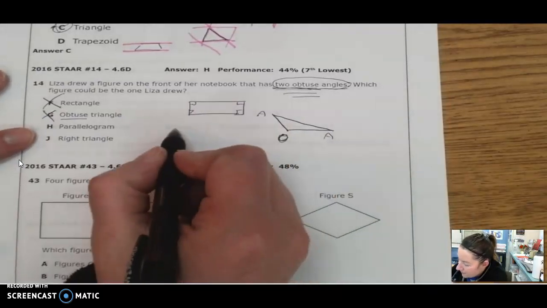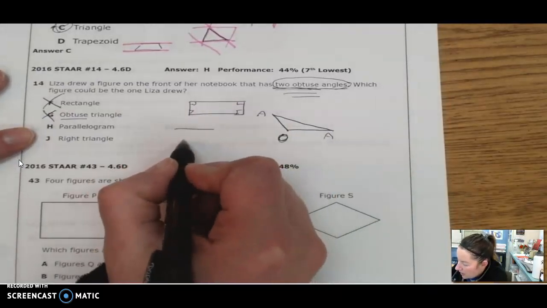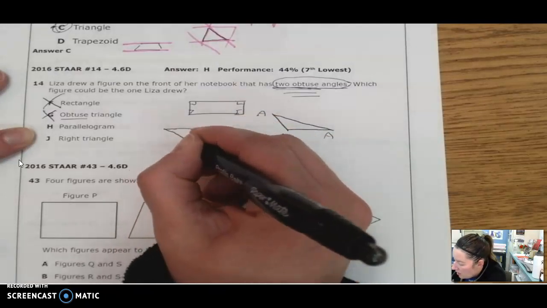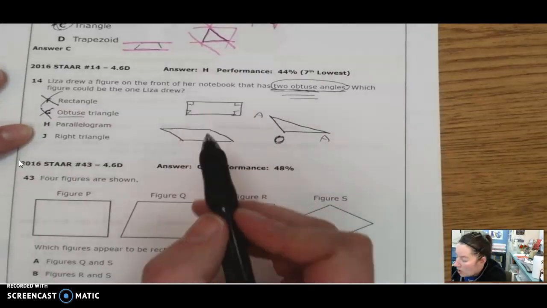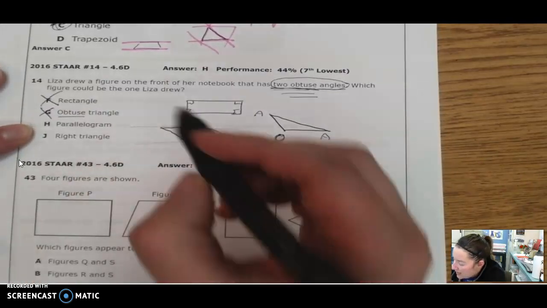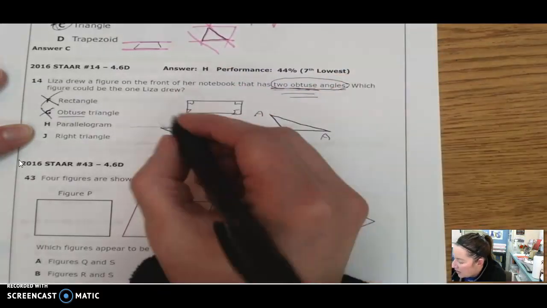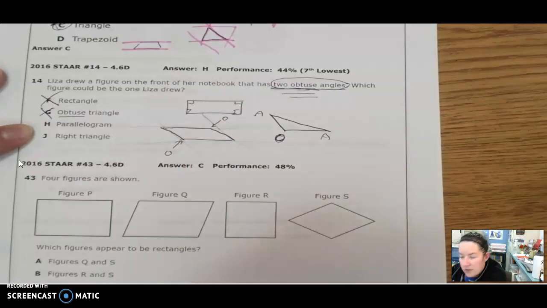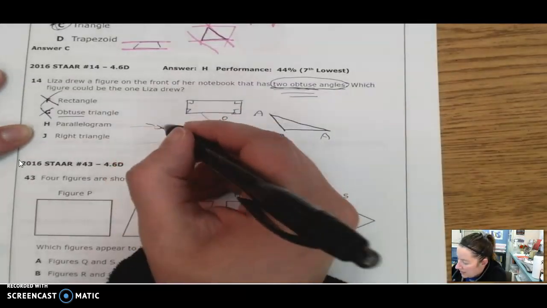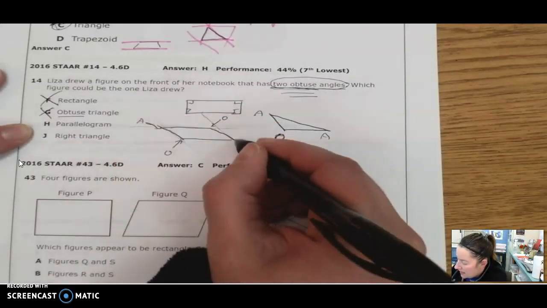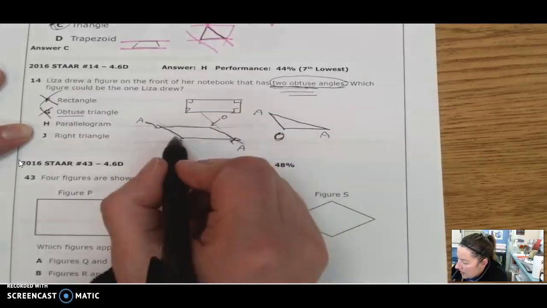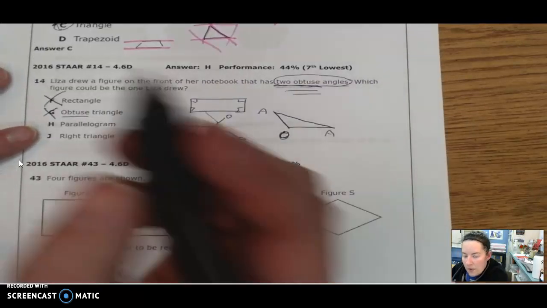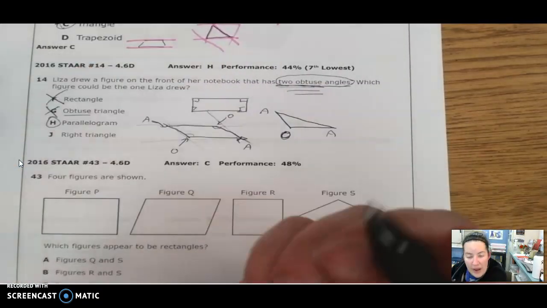Parallelogram. This is a parallelogram, this side is parallel with this side, and this side is parallel with this side. And look, this angle right here, obtuse. This angle right here, obtuse. This angle here, acute. This angle here, acute. So it has 2 obtuse angles. That's why C is correct. I mean, so H, yeah, same thing.